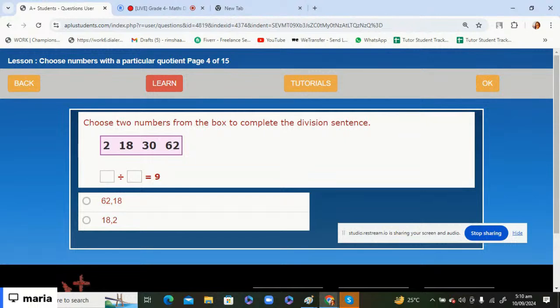So let's solve this one. Choose two numbers from the box to complete the division sentence. Okay, you guys tell me the answer. Here the answer is 9. So which two numbers do you divide and then get the answer 9? Check it out, every number, and then tell me the answer. Do it fast.